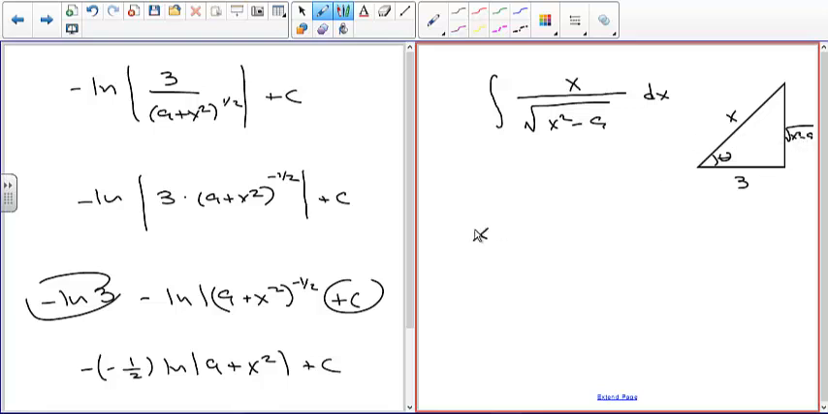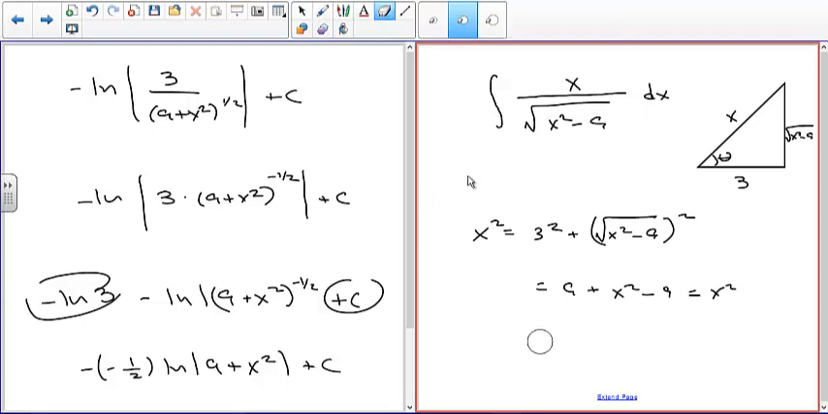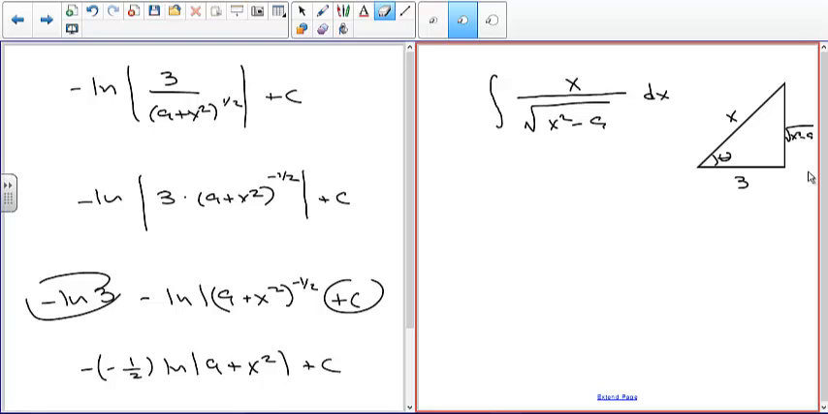So if I take x squared is equal to 3 squared plus the square root of x squared minus 9 squared, that's equal to 9 plus x squared minus 9, which is x squared. Okay, so it does work. Okay, that's my triangle now. So because I use the secant, I can say the secant of theta is the hypotenuse over the adjacent.